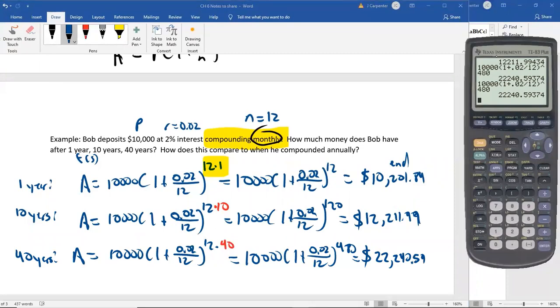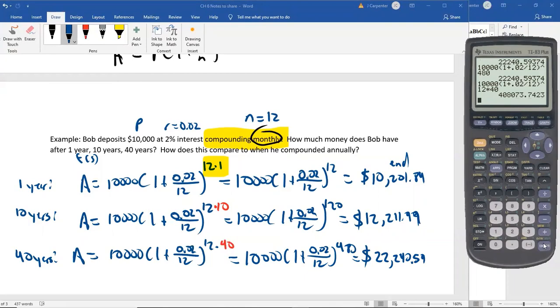If I hadn't pre-multiplied the exponent, if I had left that as 12 times 40. So 10,000 times 1 plus 0.02 divided by 12. Close the parentheses. Hit my exponent, and now I'm not going to do 480. I'm going to do 12 times 40. And I'll explain what happens.